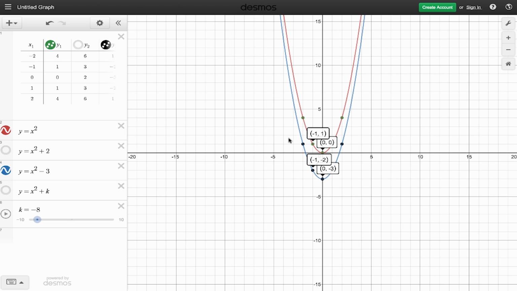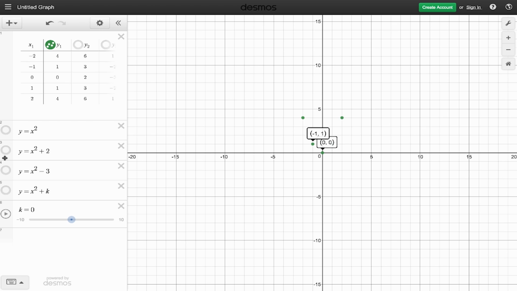So that begs the question, what happens if I add some number to x squared? What if I had a graph, say x squared plus k, but I don't know what k is? What would happen in that case? So here's my graph x squared plus k.